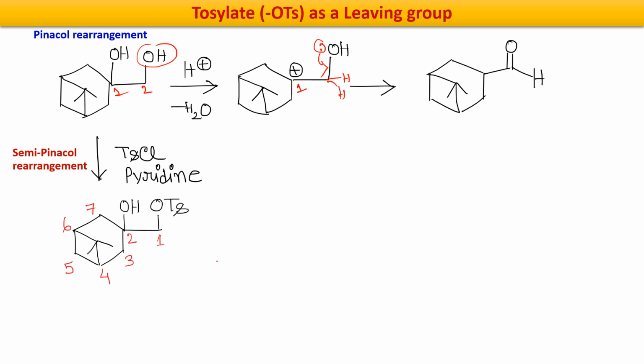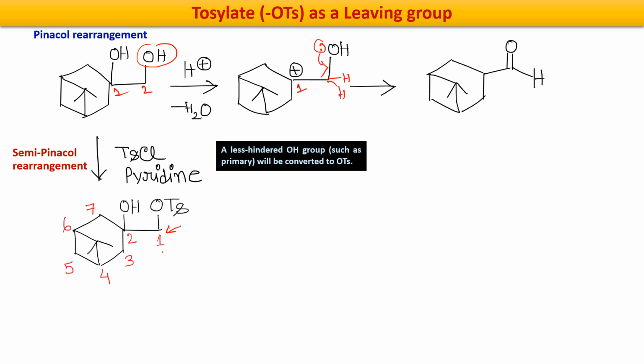But when it is semi-Pinacol rearrangement, in the presence of tosyl chloride and pyridine, this OH will be converted to OTs because it is easier for this OH to be converted to OTs. Remember, a less hindered OH such as a primary one will be converted to OTs. So this is selective. It will not happen for the other OH. Selectively we are converting this OH, and now this OTs will be the leaving group, and the reaction is now opposite. In the first case the positive charge is generated at 1 position, and now it is generated at the other position. The numbering is different, but just ignore that. It is generated on the right-hand side.